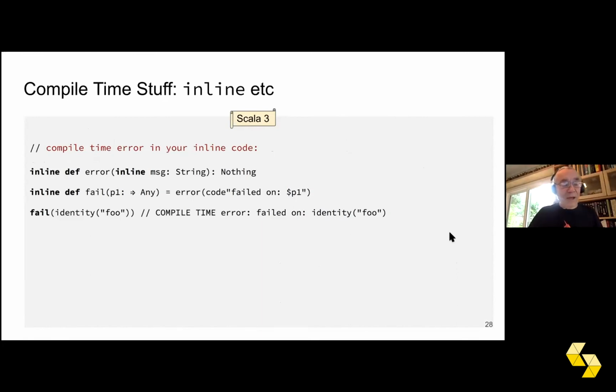You can also write code that works in compile time. Here's an example. We write inline def error with the message, and it returns nothing because it's an error, right? So it will produce an error. And we can define an inline failure with some operation, and we fail on that operation, and we write this code. So failed on whatever this operation, right? And if in our code we have this fail identity foo, it will fail during compilation, and it will say failed on identity foo.